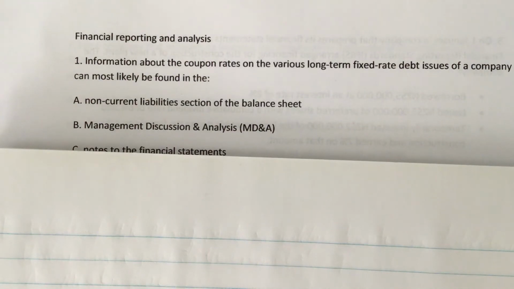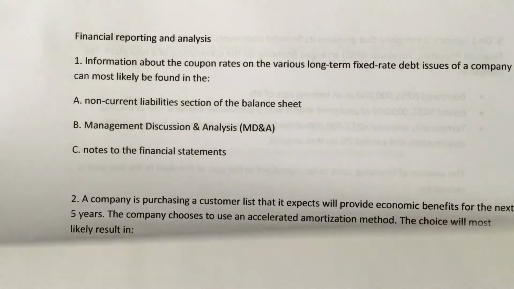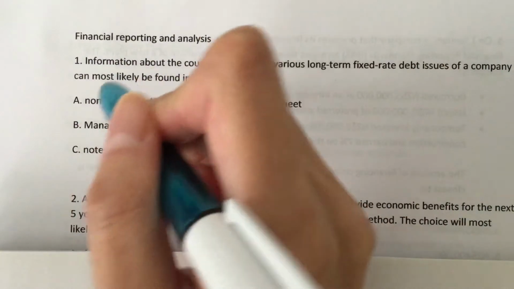Information about the coupon rates on the various long-term fixed-rate debt issues can usually be found in the notes to the financial statements. The MD&A is more likely to discuss interest rate trends and current financing costs, but not specific information on individual debt issues. The answer is C.